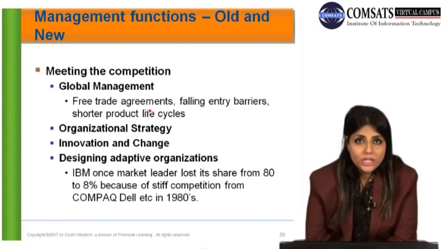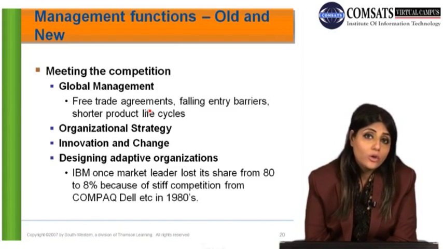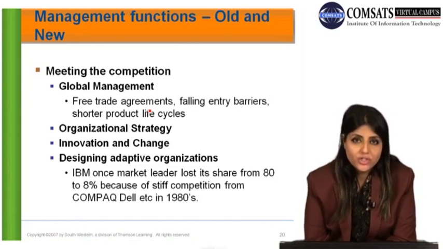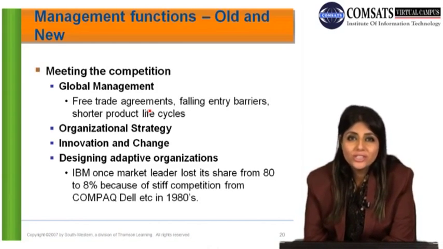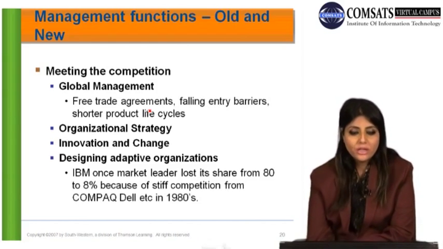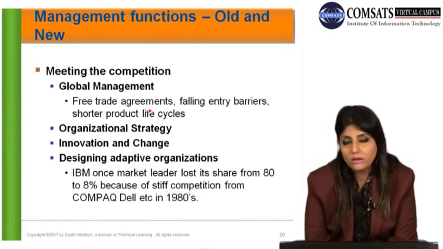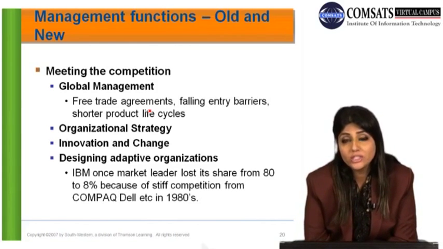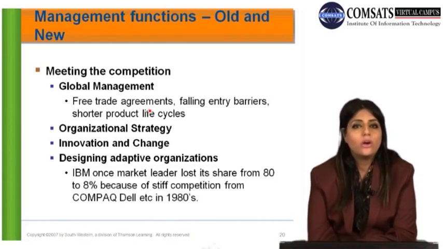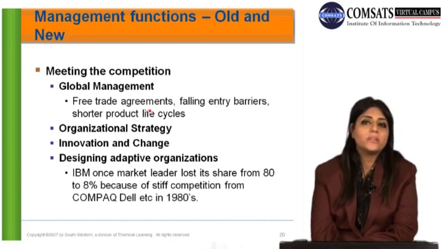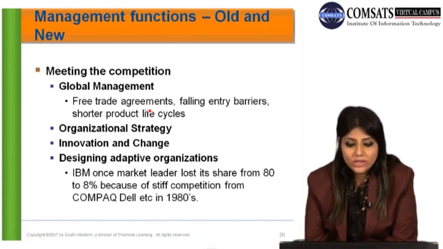Then we have innovation and change: how managers need to innovate and how they need to manage the change that William could not manage. How you need to manage that change. What are the challenges when you introduce some change in the organization? Managers need to understand this. Then designing adaptive organizations. What do we mean by adaptive organizations? Organizations that are learning, organizations that are flexible, organizations that adapt to the changes taking place in the external environment. So how can you develop those organizations? Managers need to understand that.